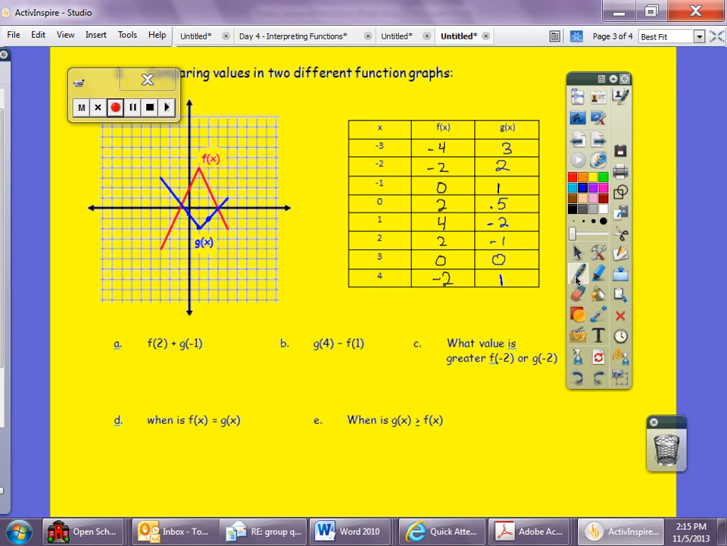Now, if we take a look at this, it says f of 2 plus g of negative 1. Well, f of 2. So we look at our red graph, our graph of f of x, and 2, so 1, 2. That is the value of 2. And g of negative 1, well, we said it's a little less than 1, but we will call it 1. So 2 plus 1 is 3. And if you look at the table, when x is 2, f of x is 2. And when x is negative 1, g of x is 1. So that's how we got 2 plus 1 also.